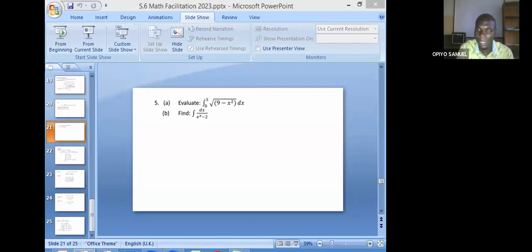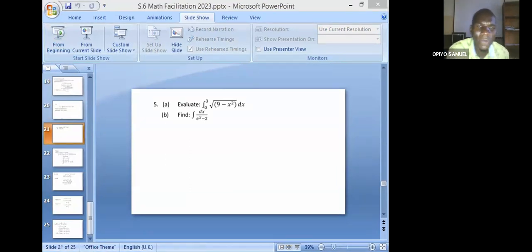Okay, we are here. Now for part A, where we have square root of 9 minus x squared. Plainly, you cannot integrate this function unless you change it into a simpler form.